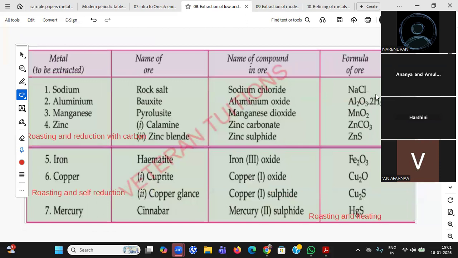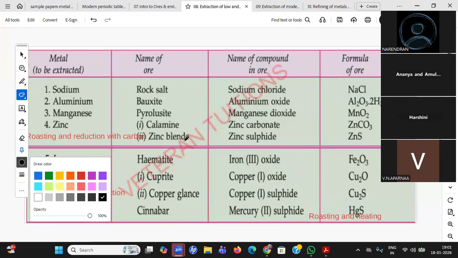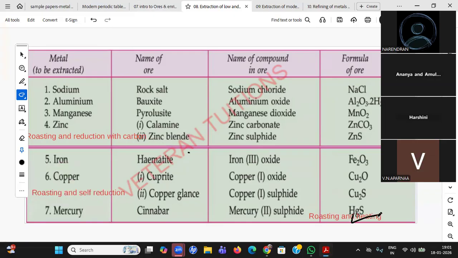Yes, right. Sir, calcination. Okay, very good. What is the meaning of calcination, Harshini? Sir, heating but in absence of air. Very good. Exactly. So, students, I have finished three things and I have given one line statement: roasting and reduction with carbon for zinc blende. But now I am starting with zinc carbonate.